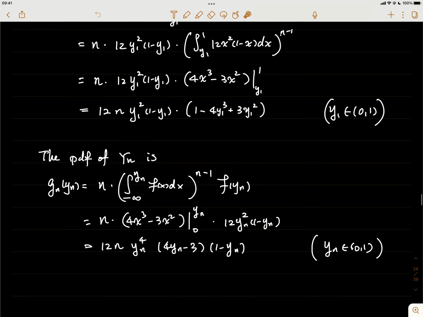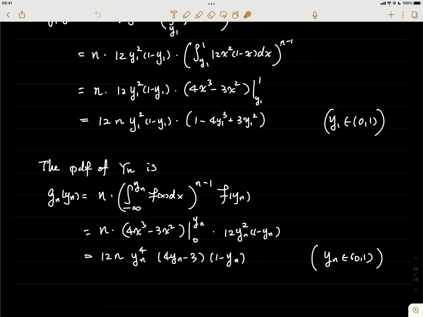Similarly, you can do the PDF for yn. That is denoted by gn, and it's n times the integral of the PDF from negative infinity to yn, to the power n minus 1, and then multiplied by the PDF at yn. Now here again, just do the same thing. Plug in the formula for the PDF f, and then take the integration. That's the result we get.